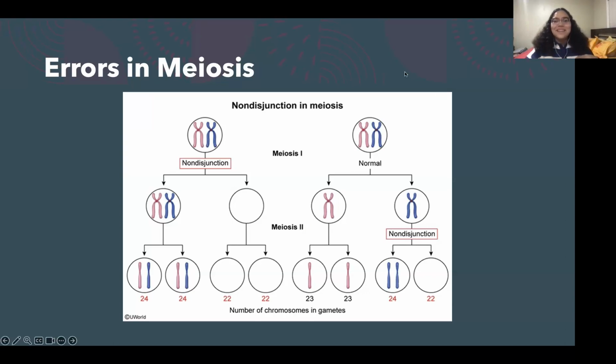On the other hand, if you have the non-disjunction in meiosis 2, your homologous chromosomes will separate properly, but then your sister chromatids both go to one side. Then half of your daughter cells will be okay, but the other half you'll have a 24 and 22. So that's another thing that might come up: if there's an error in meiosis, what step did it happen in? Looking at the final results will show. So half of them will be okay if the error was in meiosis 2.